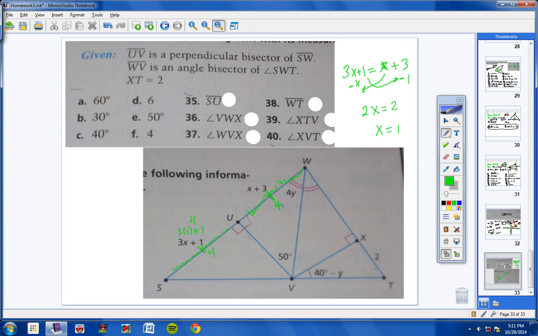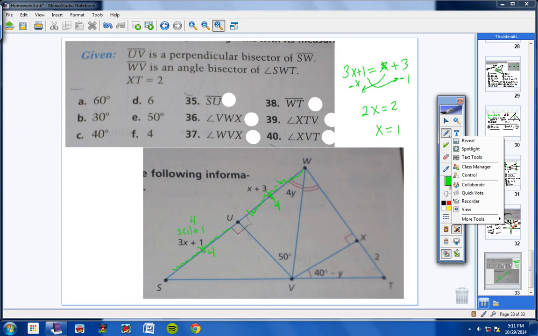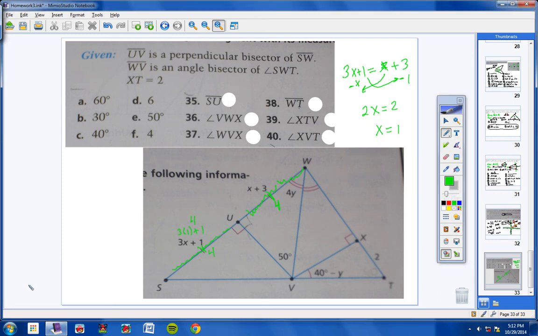So students, the answer to 35 would be 4, which is F. So there we go. And I'm going to cross this off. Now, next, number 38, the length of WT. Now that's this length right here. Now students, I understand that from here to here, the length is 2.